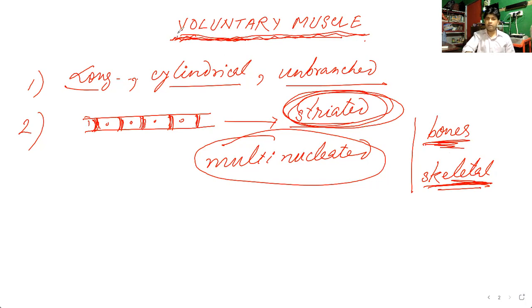If we discuss their structure, then they are long, cylindrical, unbranched, and multi-nucleated. So that is about the voluntary muscle. I hope you can remember. Next, we are coming to the involuntary muscle.